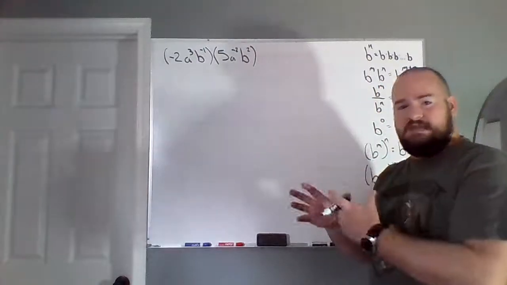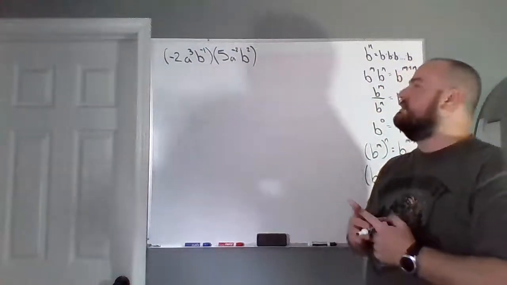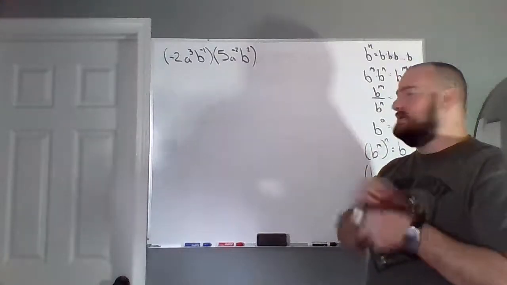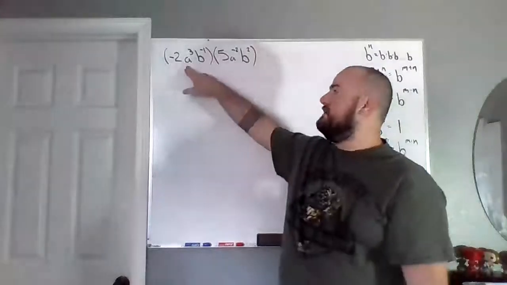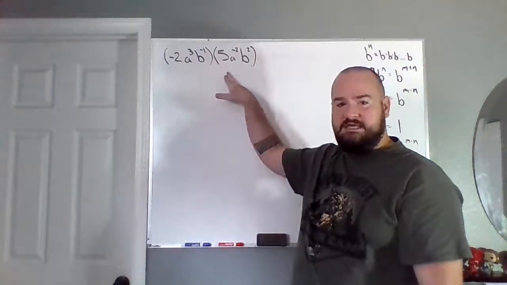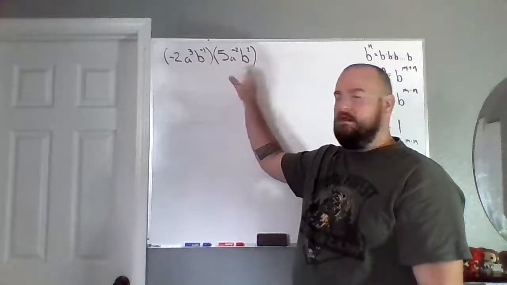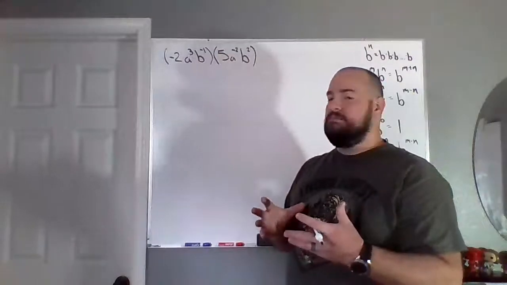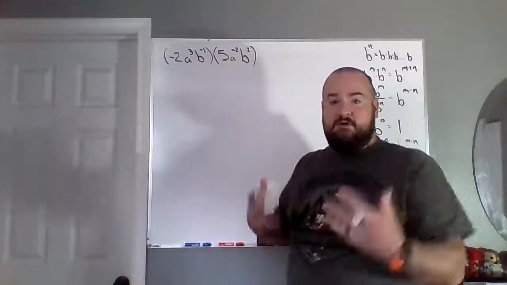You could get rid of the negatives. You could do a lot of different things. What I want to do first is multiply these together. In other words, because this is all multiplication, this is negative 2 times a cubed times b to the negative 1 times 5 times a to the negative 2 times b squared. Since this is all multiplication, I don't actually need those parentheses. And I also can reorder these however I want.